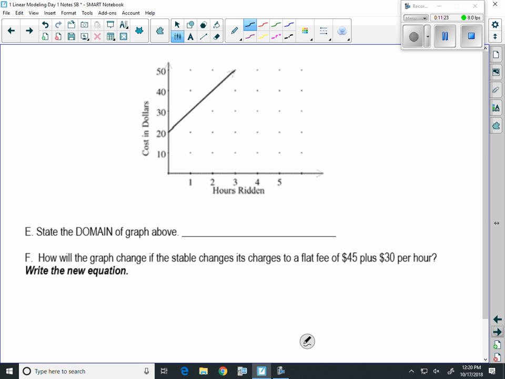Okay, let's talk domain. I don't know if you can see it, but there should be an arrow there. Why does it make sense that there's an arrow on this graph? Why does it make sense there's an arrow?